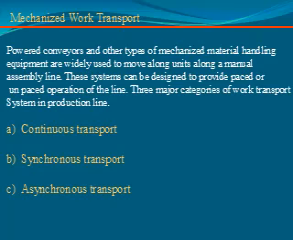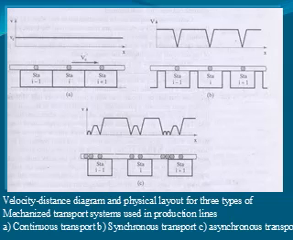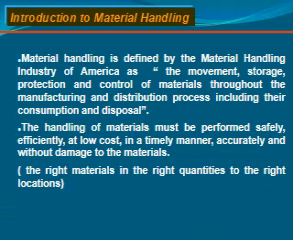So, three major categories of work transport system in production line: continuous transport, synchronous transport, and asynchronous transport. These are the examples or line diagrams about the three different types of transports.